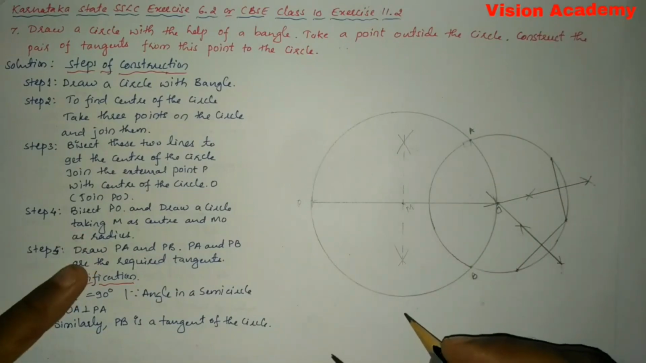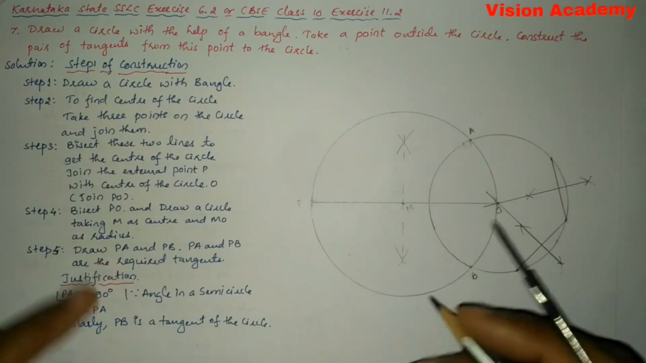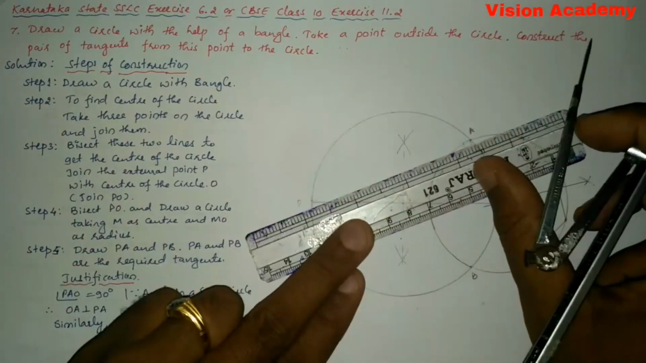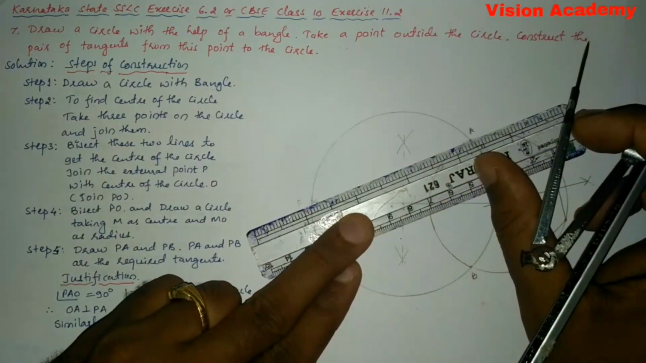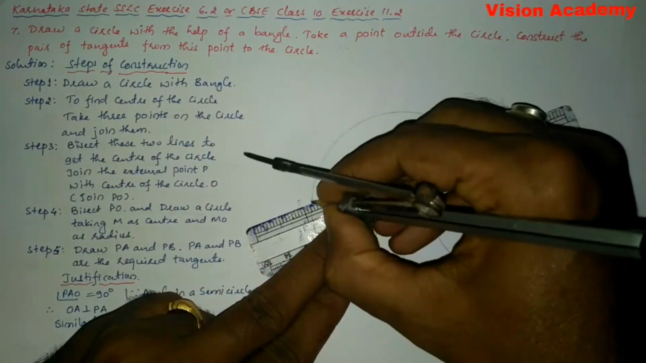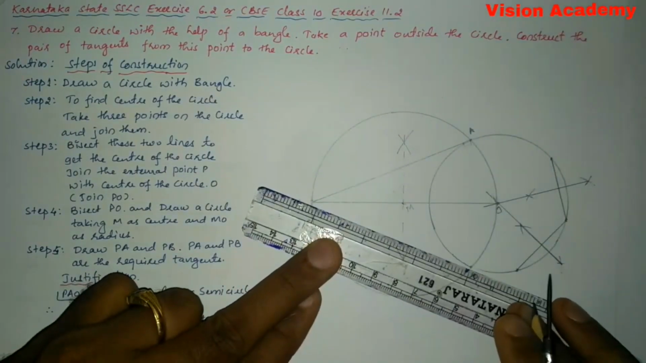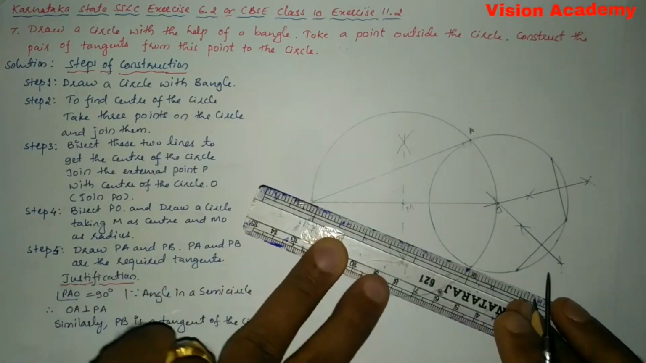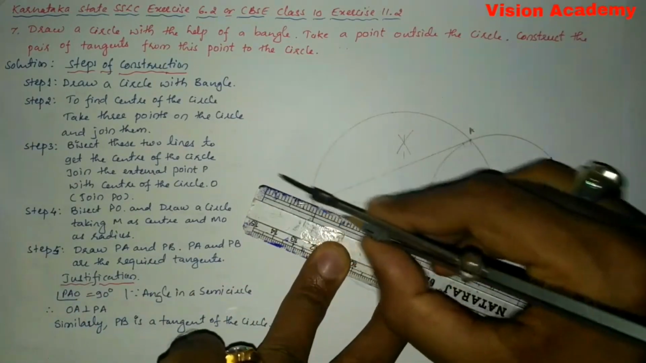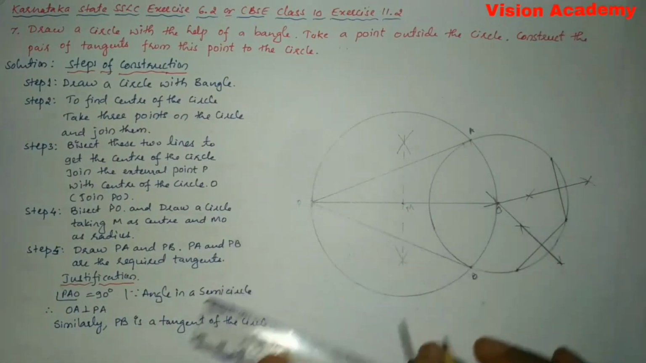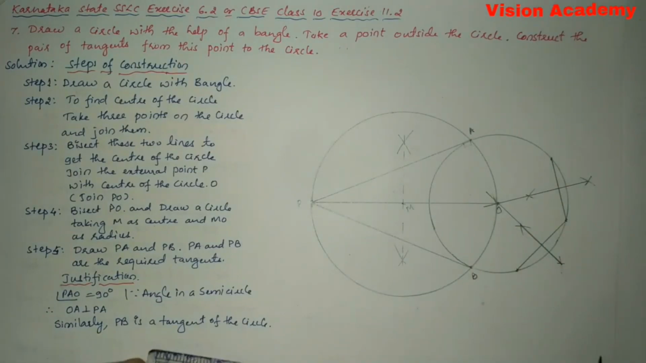Here you can see draw PA and PB. So let us join both of these 2 points, PA and PB. Here PA and PB are the required tangents. So let us go for justification.